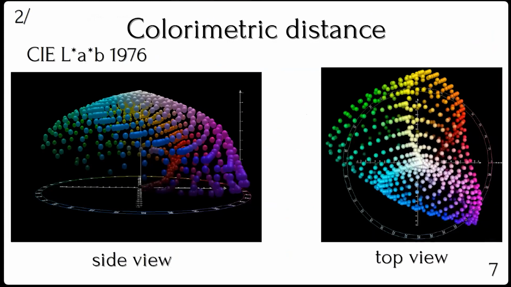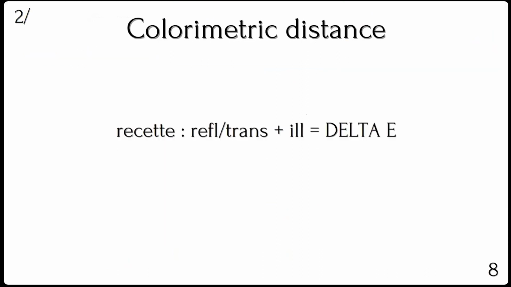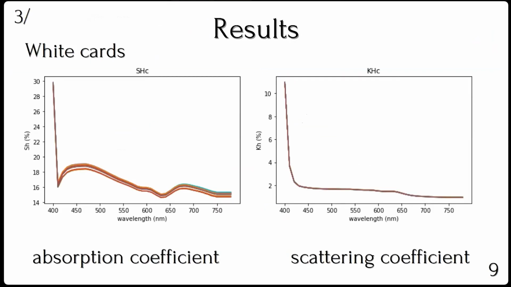Also, to calculate the colorimetric gap, we use the CIELAB model from 1976. It's the colorimetric distance in 3D. To calculate it, we divide the reflectance by the transmittance, and we add the illuminant. The illuminant that we use is the D75, and with this we can calculate delta E.